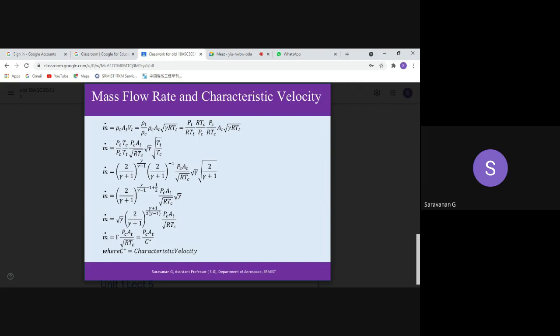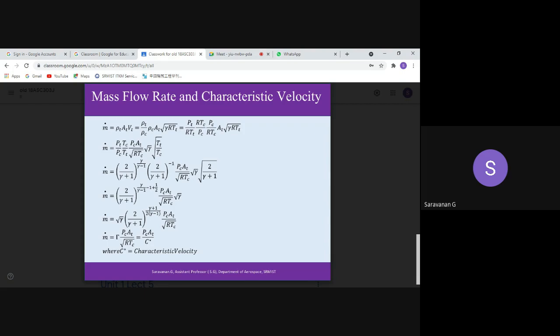What is the relation? Pressure PC by PT relation, or pressure P naught by PT. Some books use P naught, some books use PC. So PC is the chamber pressure, P naught is the stagnation pressure corresponding to the chamber. Since the chamber exists in stagnation, P naught is equal to PC. So you can use PC or P naught, both can be used.